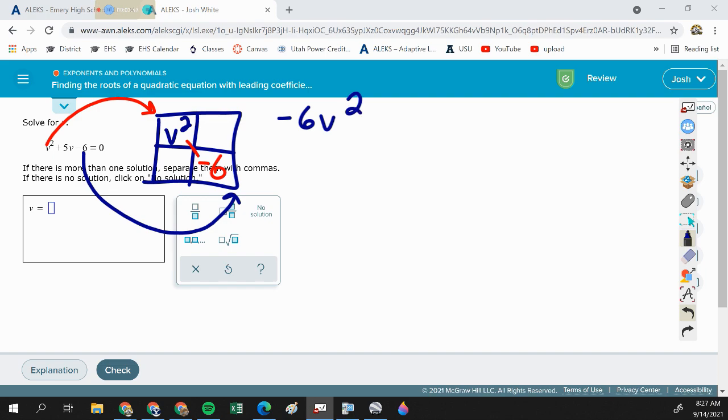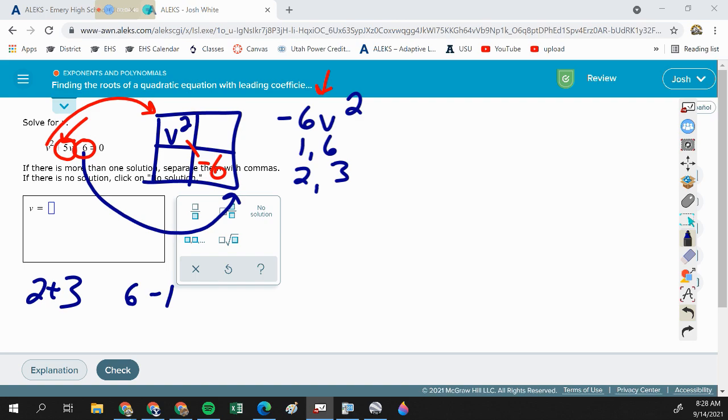Now I look through all the factor pairs of 6. What goes into 6? 1 and 6, 2 and 3. Can I use one of those to create a positive 5? But it also has to create a -6. So I could do 2 plus 3, or I could do 6 minus 1. Which one's correct? So I have to be able to build both of those.